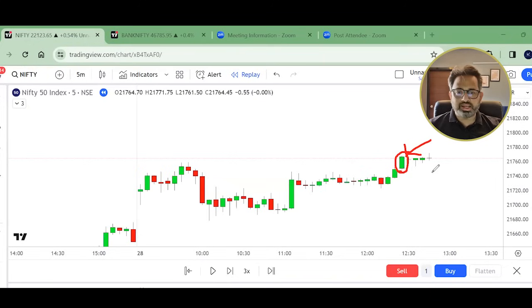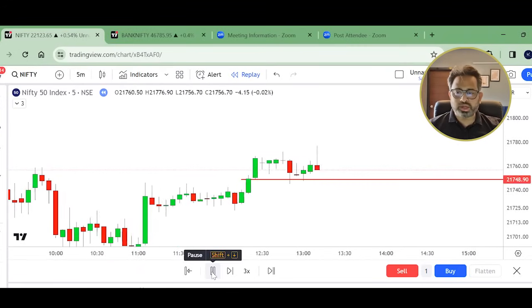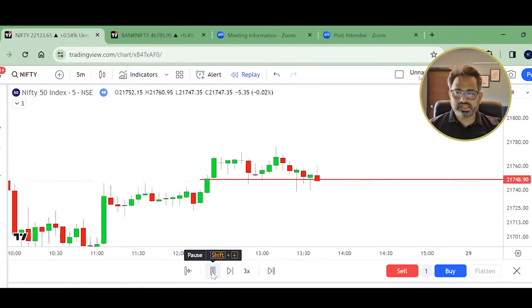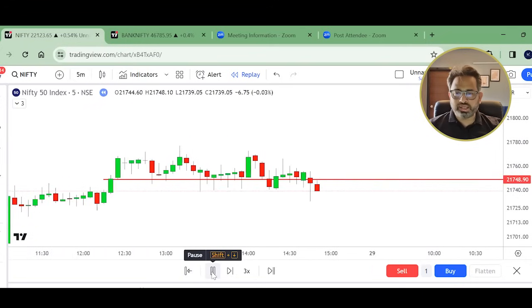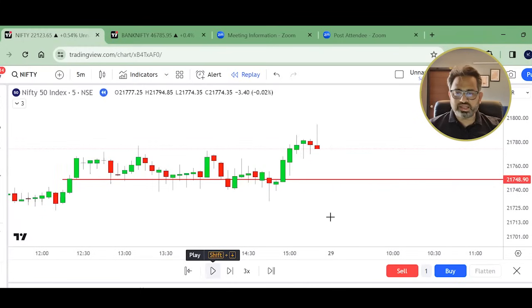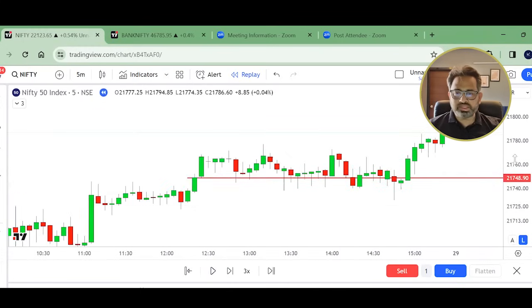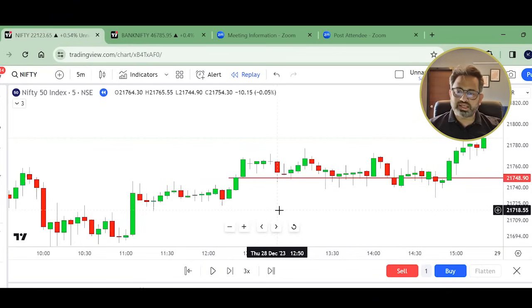So we'll mark that candle low, and you can see that I have marked that candle low. Now we'll replay the candlestick and see what happened for the rest of the day. You can see that for the rest of the day, the market is trying to go below that candle and it is getting rejected. Every time it comes near that, it is getting rejected, right?